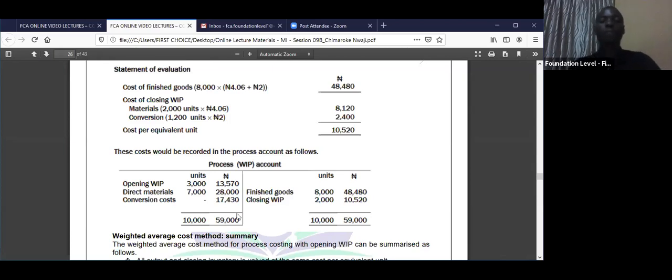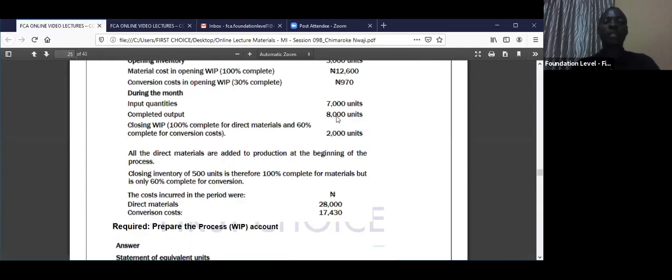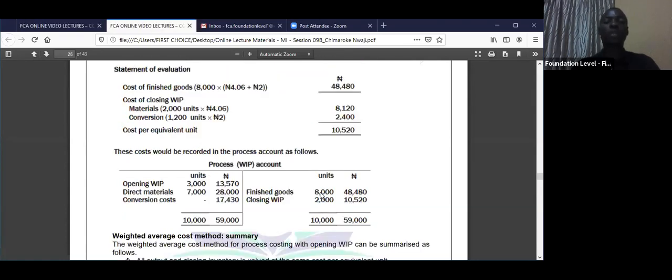So you go to the finished goods. We were told that 8,000 is the completed and 2,000 is the work in progress. You put them like that. So what is the completed finished goods? It is this one here. I will calculate it here, put it straight. Work in progress, you put it straight. You add, and that's it.